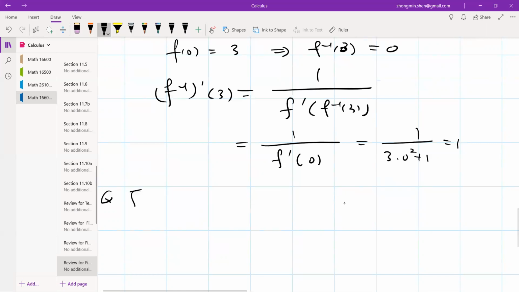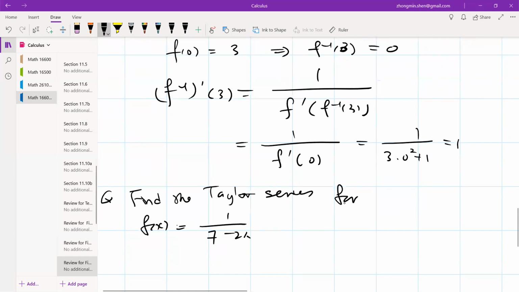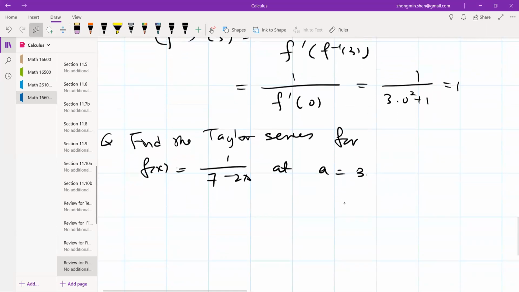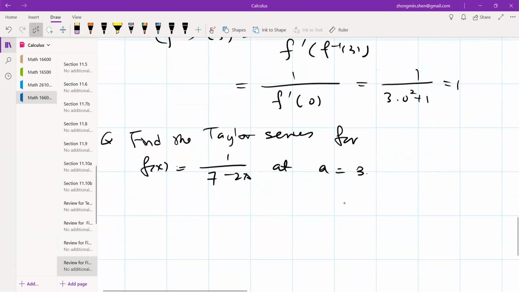Okay, if we're able to do this, then you should. Find the Taylor series for the function 7 minus 3x at a equals 3. You also have to determine the radius of convergence of this Taylor series, but let's find the Taylor series first.